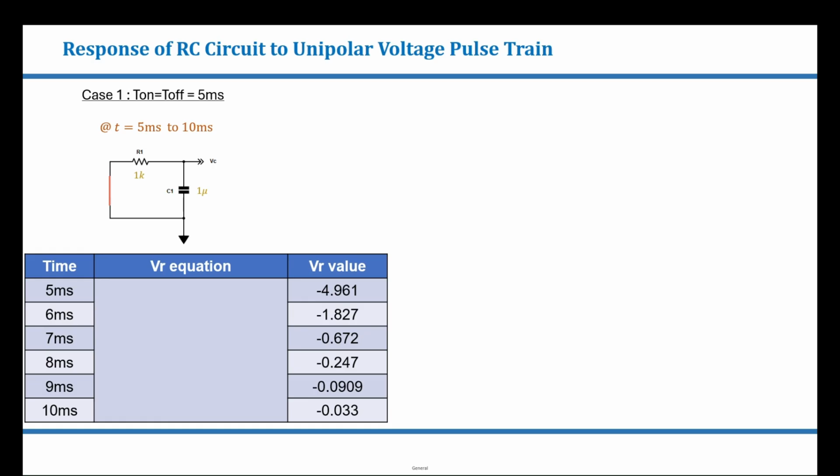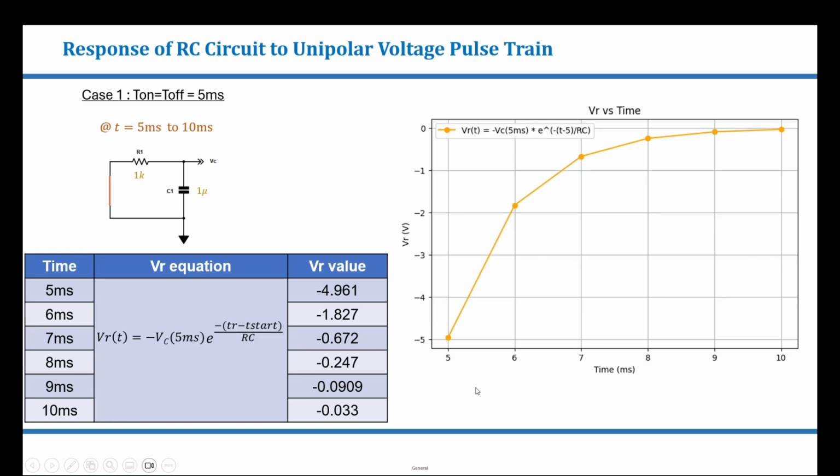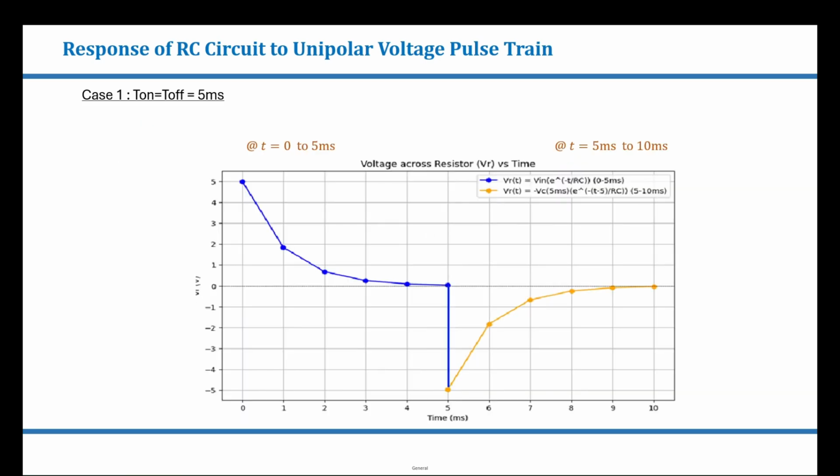And during the off period, the voltage source is replaced by a short and the voltage across the capacitor can be calculated using the following equation. T start here is 5 milliseconds. TR is the real time. Now the voltage across the resistor starts from a negative value, which is approximately minus 5 volts, and increases exponentially towards 0 while the capacitor discharges. This is how the voltage across the resistor would have transformed during one cycle of on time and off time.